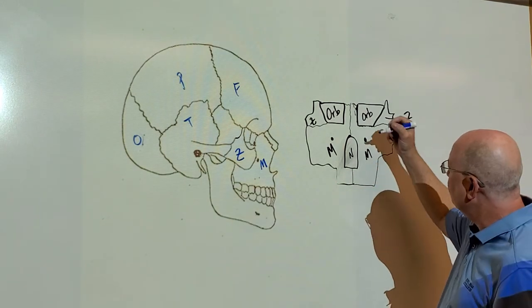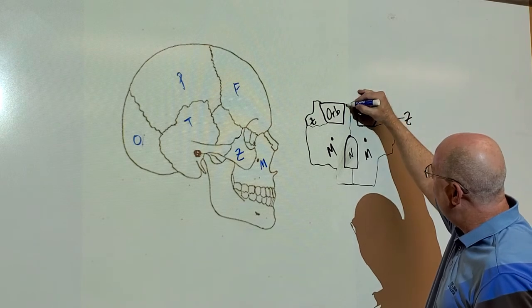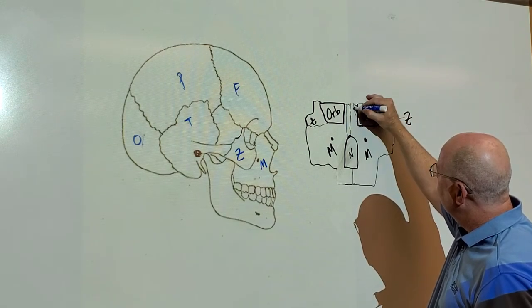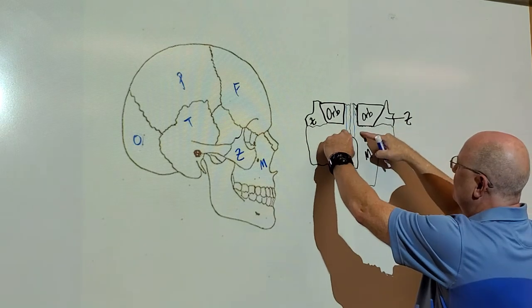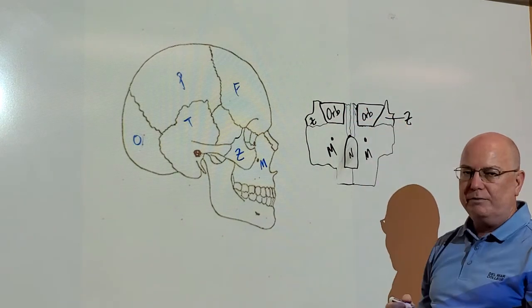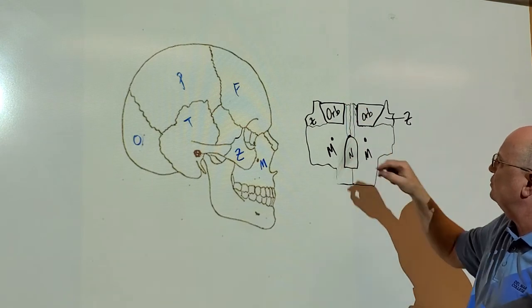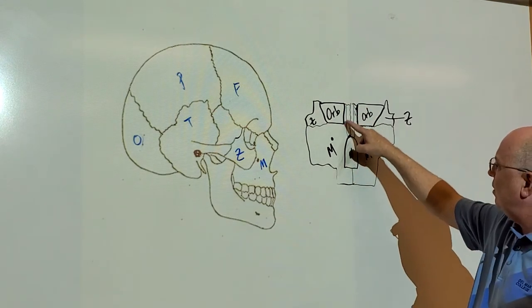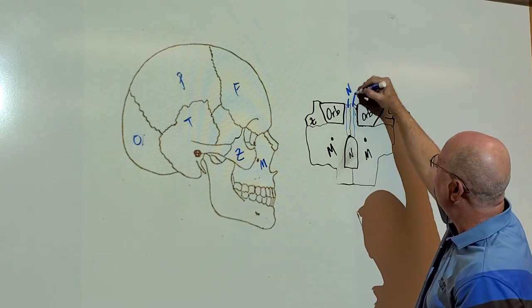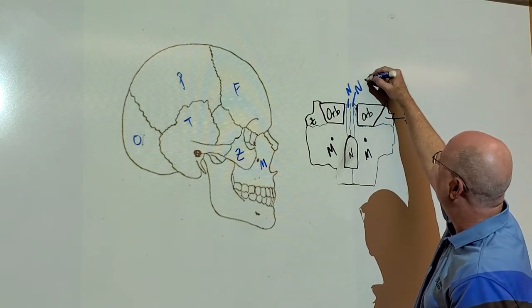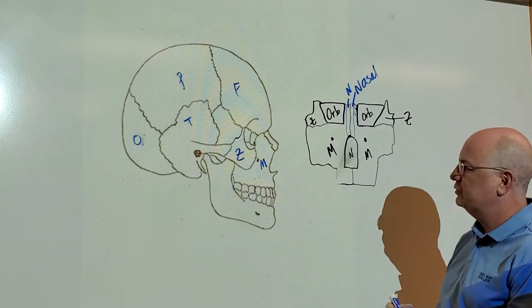Now, there's another little suture line that runs right here, and that creates two little bones here. The maxillary bone has a little piece that sticks up right in between the orbits, but there's two little bones on either side here. So not all of this is maxillary. There's two little bones here that would be called the nasal bones. I'm gonna put a little N, but that N is for nasal bones.